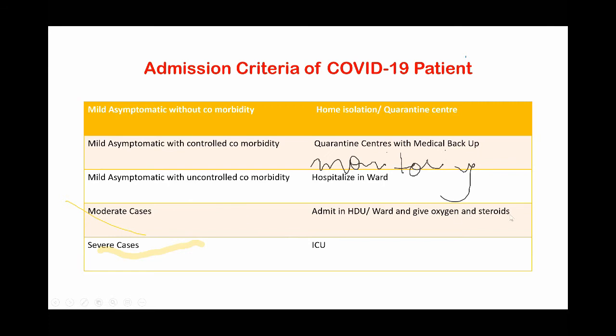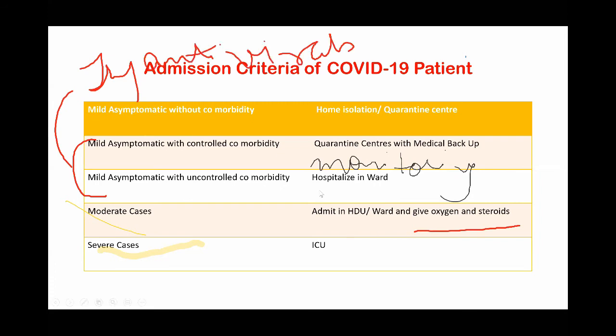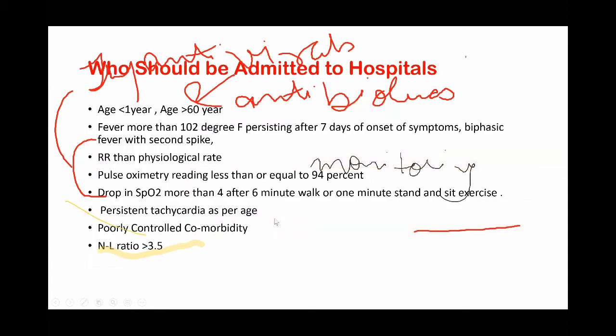Mildly symptomatic with uncontrolled comorbidities, and moderate cases, we admit in the ward, and we start oxygen and steroids. Now coming to the mild cases, as I said, these usually are in the viremia phase, so we can try the antivirals. Either we can give favipiravir or hydroxychloroquine. And if the procalcitonin is high or the CRP is high, we can give antibiotics. But in case of moderate disease, we admit in the ward, and if the saturation drops by 4% or we have hypoxia, we start the patient on steroids and oxygen. And in the severe cases, we'll talk later.